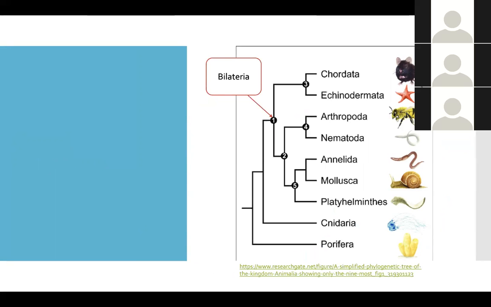So in a phylogenetic tree, they both have a recent common ancestor, which is the Bilateria. And some reasons that we believe they diverge so much is because of different environmental pressures and needs that they were lacking.